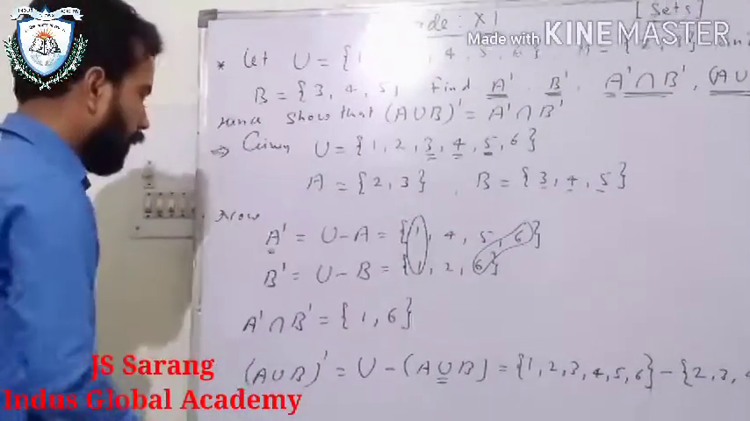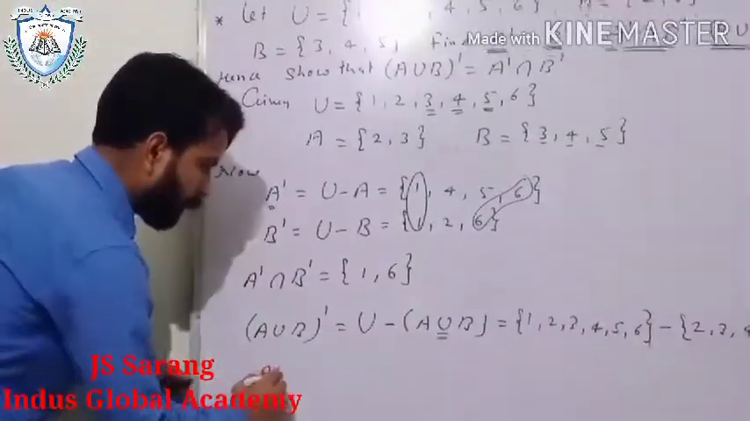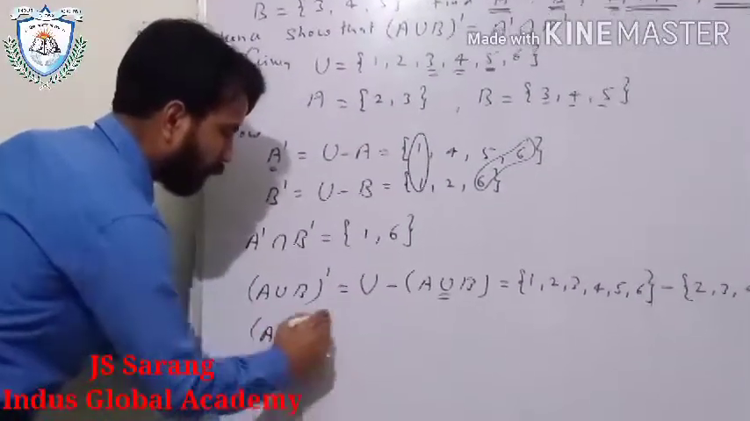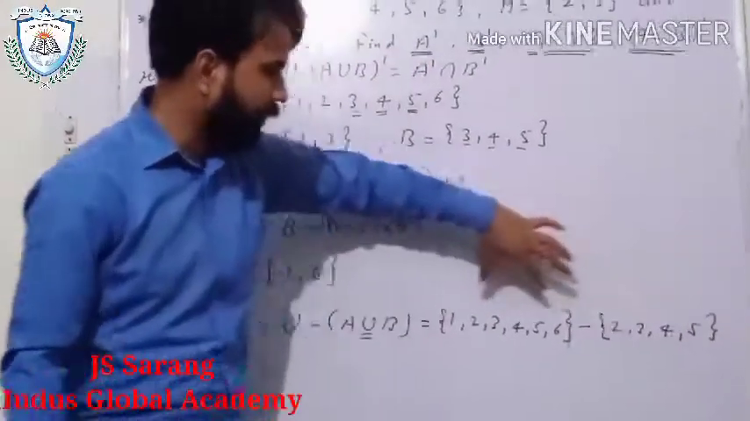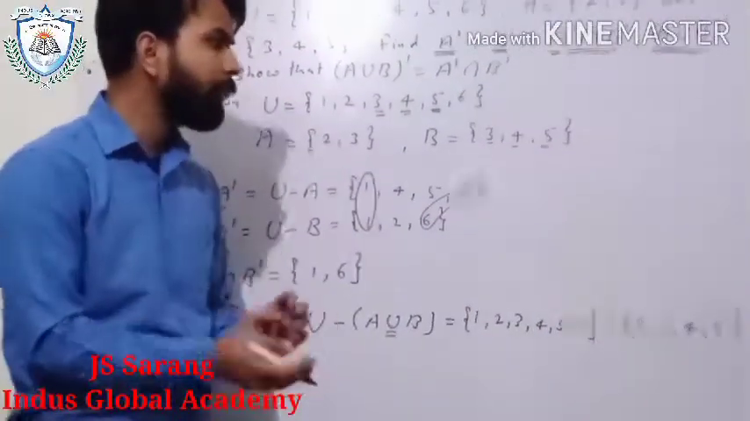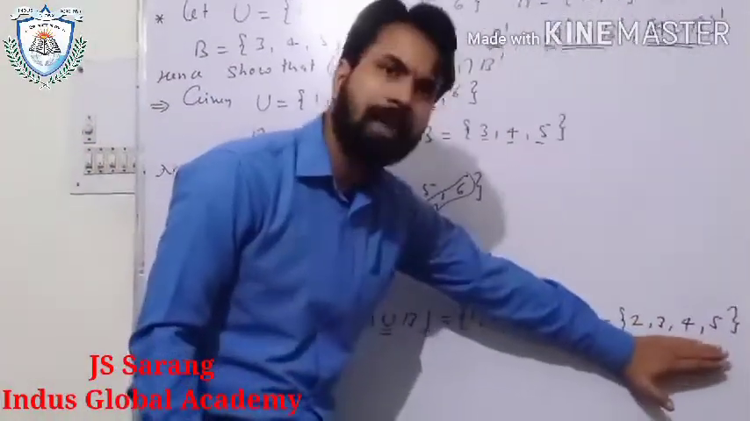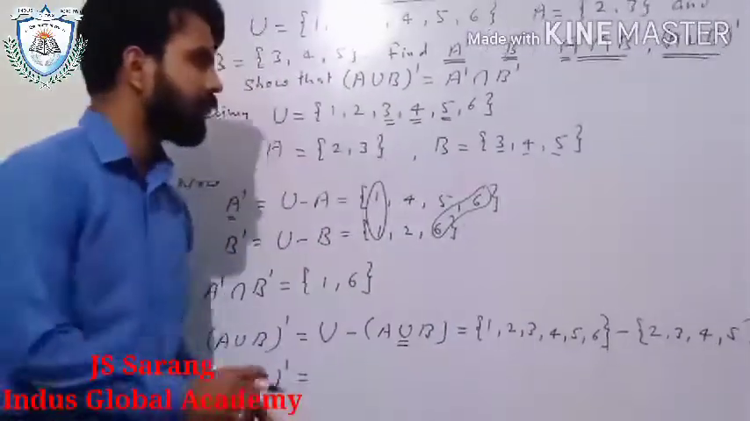Got it? Now see, (A union B) whole complement is equal to, we have to subtract 2, 3, 4, 5 from the universal set. So what we have to do? We have to remove all the elements of this set from the universal set.